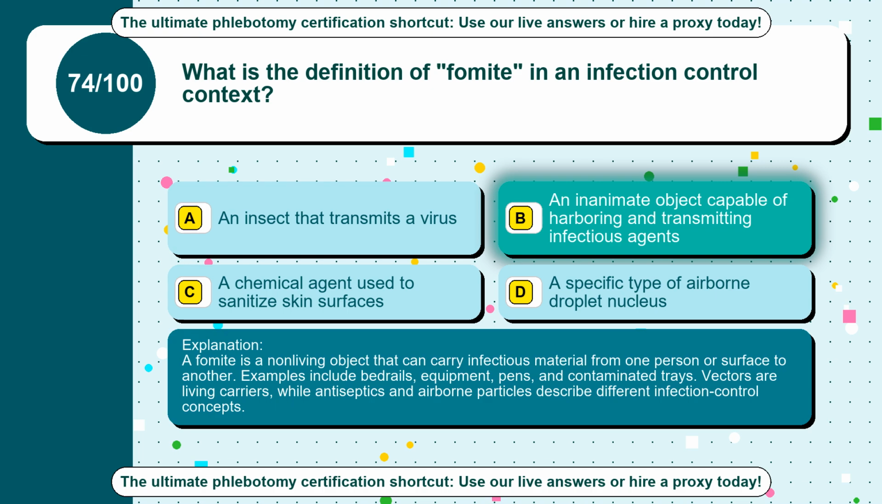A fomite is a non-living object that can carry infectious material from one person or surface to another. Examples include bed rails, equipment, pens, and contaminated trays. Vectors are living carriers, while antiseptics and airborne particles describe different infection control concepts.